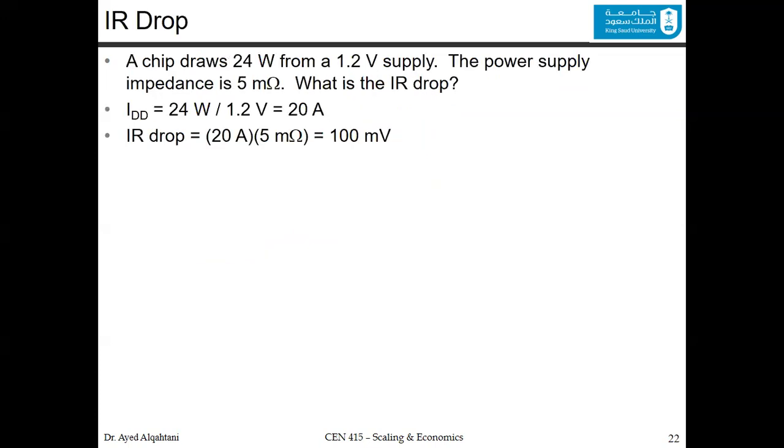Now, here is an example for the IR drop. If you have a chip that draws 24 watts from a 1.2 volt supply, and the power supply impedance is 5 milliohm, what is the IR drop? That's an easy question. To find the IDD, it is 24 watts divided by the voltage to get how much current you have, because you know that the power is equal to VI. And the IR drop now is 20 amperes, the one that we just got, times 5 milliohm, which will be 100 millivolts. That's the IR drop.